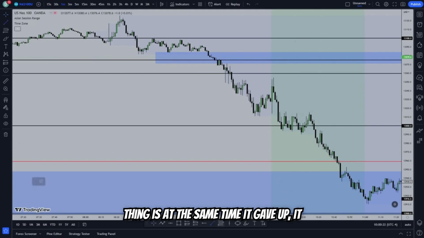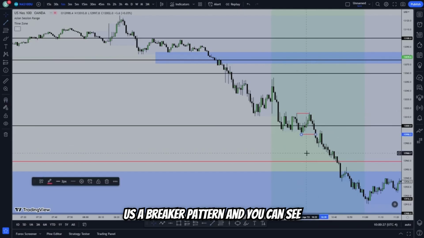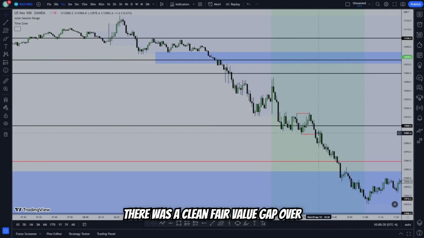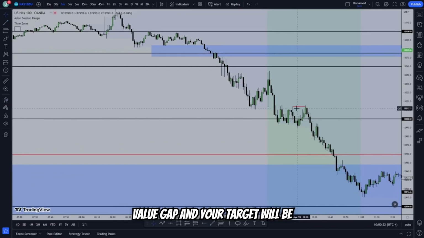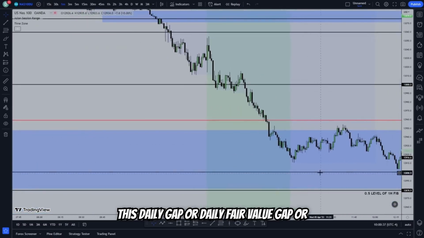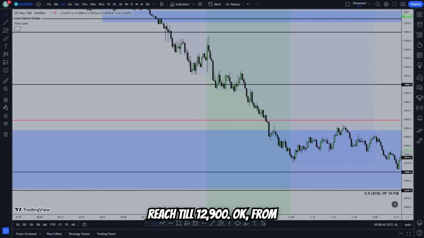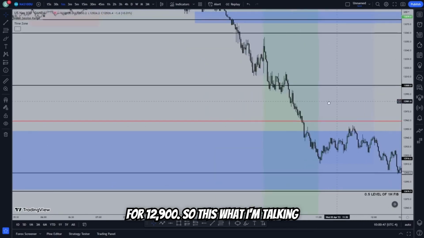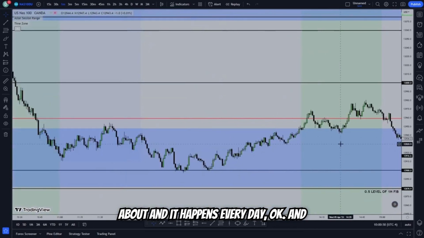But at the same time it gave us a breaker pattern, and you can see there was a clean fair value gap over here. You could have entered in this fair value gap, and your target would be this daily fair value gap or this bank level. So from 13,000 it will reach 12,900. This is what I'm talking about, and it happens every day.